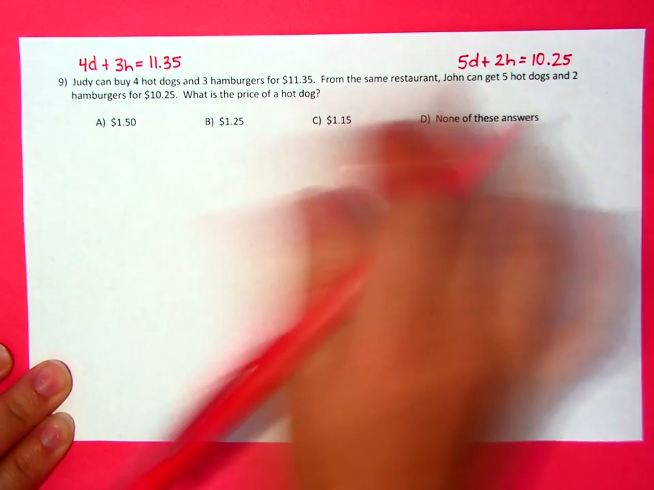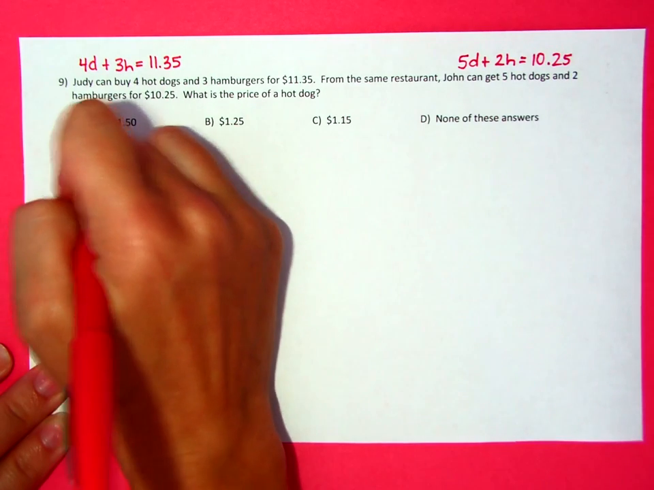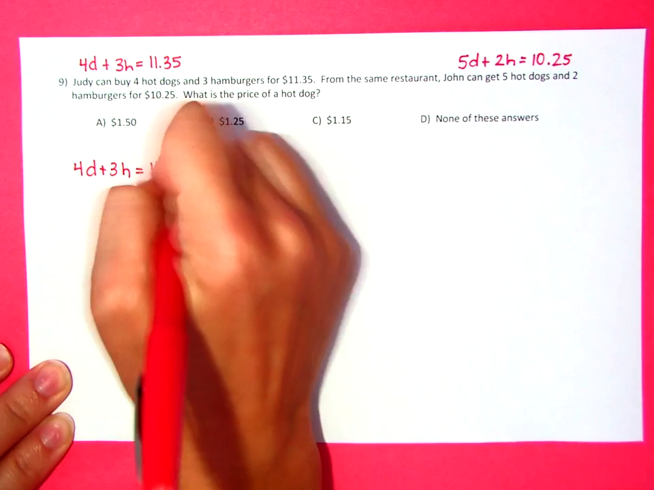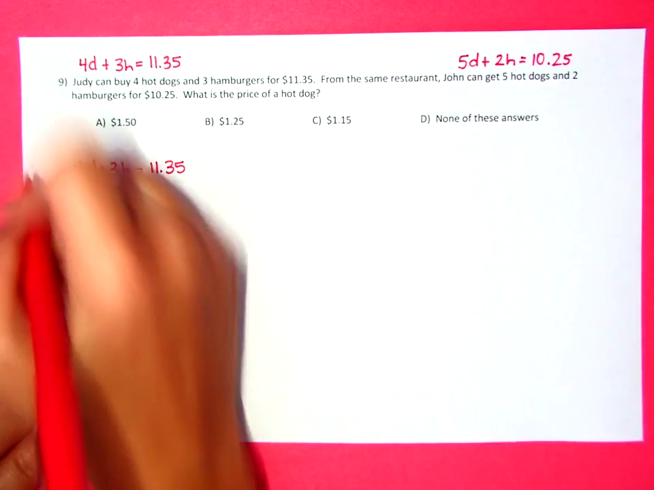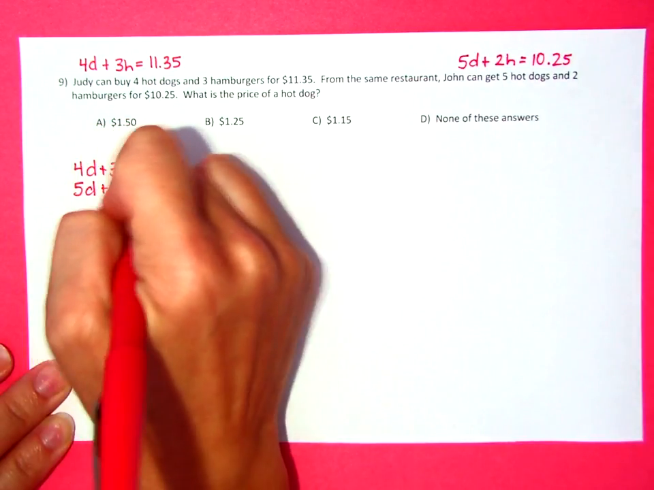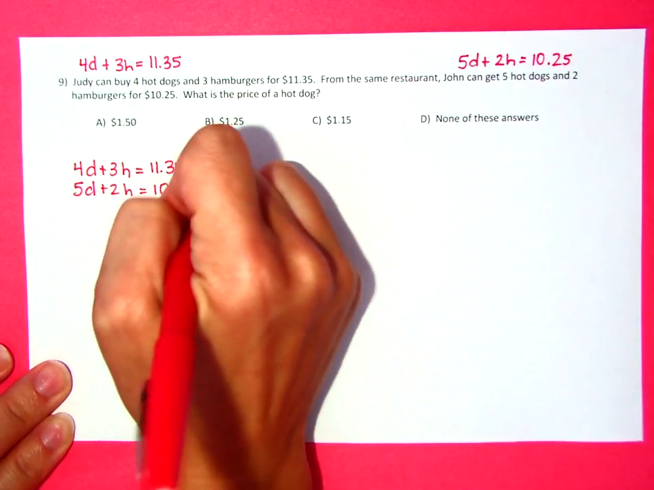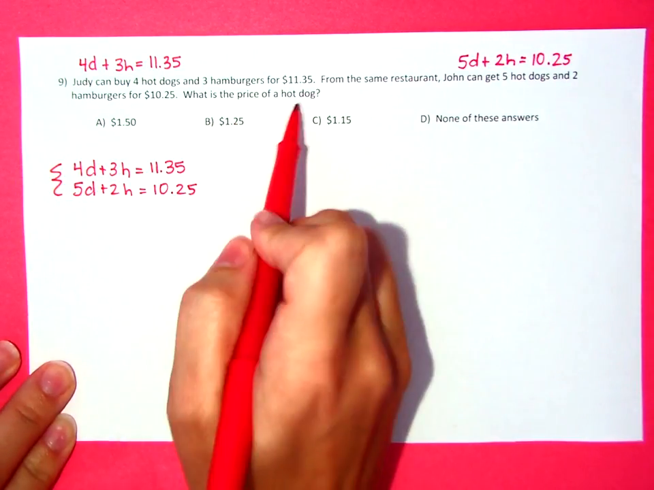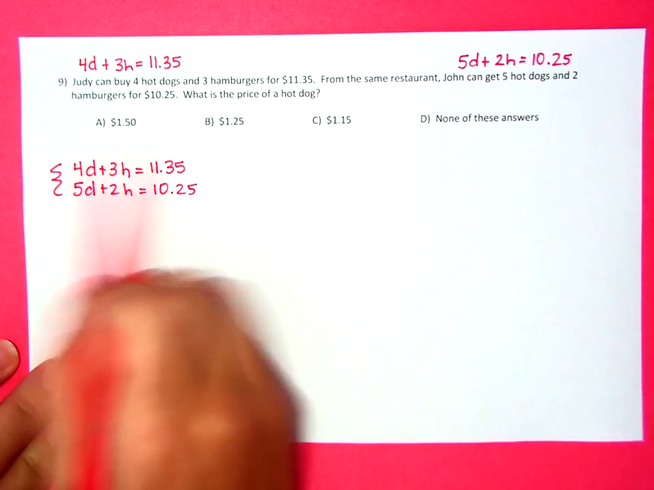Well, because we got 2 variables involved, we can create what we call a system of equations to solve this. So it means that we've got more than one equation involved. So there's the first equation. Here's our second equation. And we'll link it and say this is a system. Now the whole goal is to find the price of a hot dog. We could solve this system of equations.